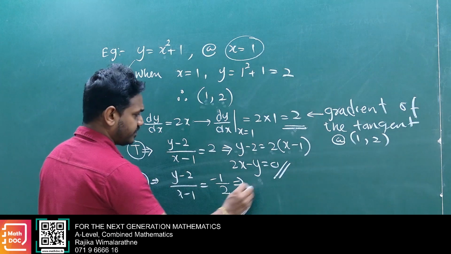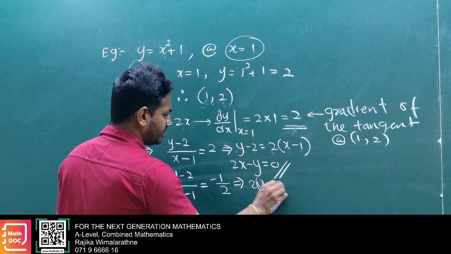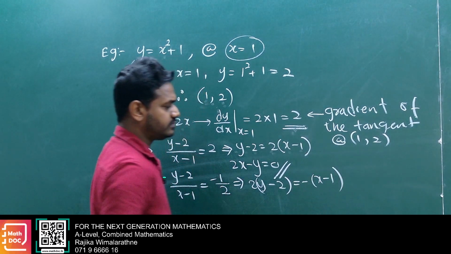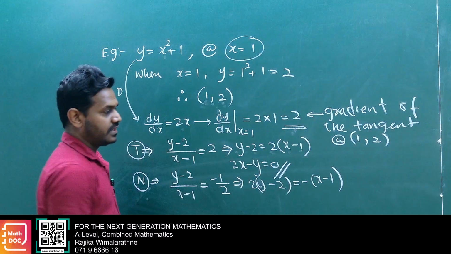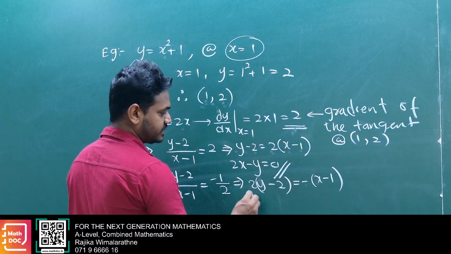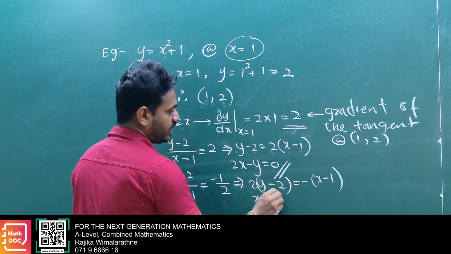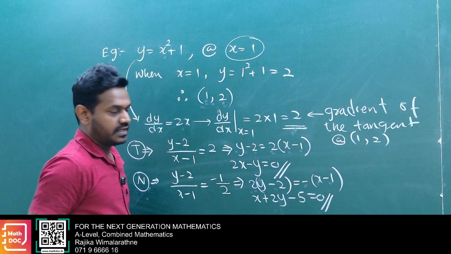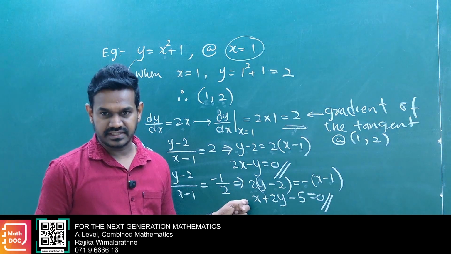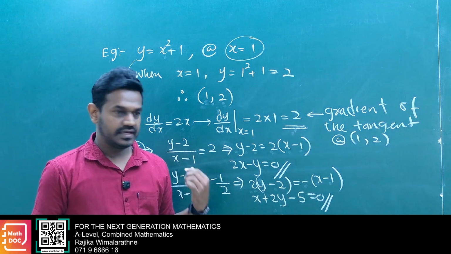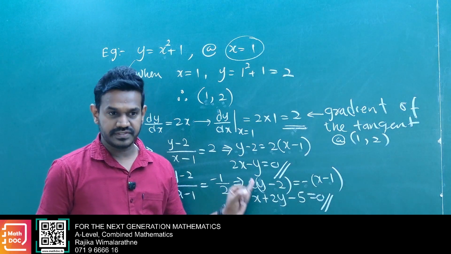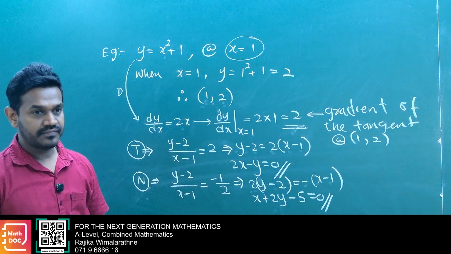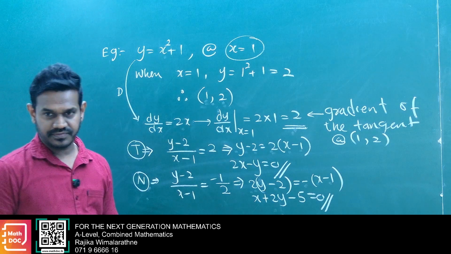Then you simplify. 2y minus 2 equals minus x minus 1. Then you simplify and get the equation. I'll put all terms on the left side. Here minus x goes to plus x. Here plus 2y minus 4 plus 1, minus 5, equals 0. Here is the equation of the normal. Here we convert into general form. We need to take all terms to one side and better to get the x coefficient as positive. That's how we derive. Okay, do that example. Simple thing, huh?